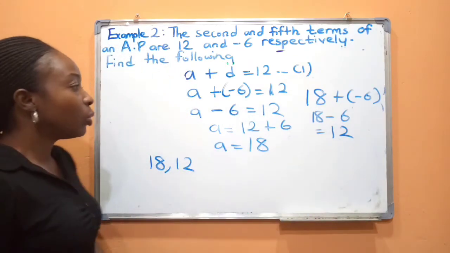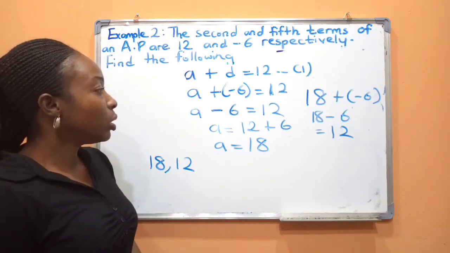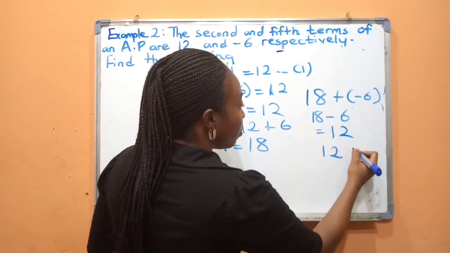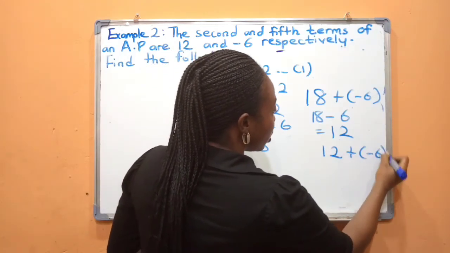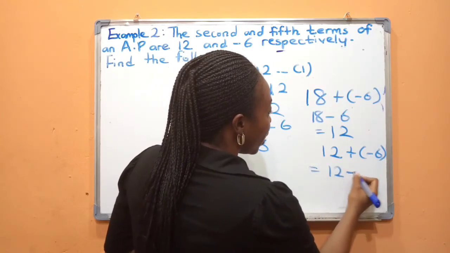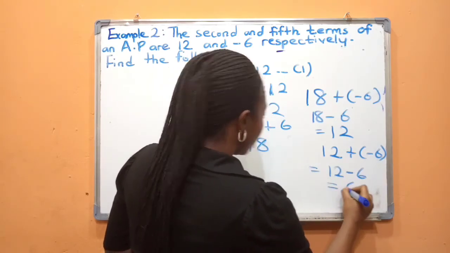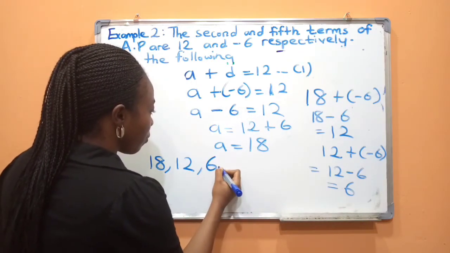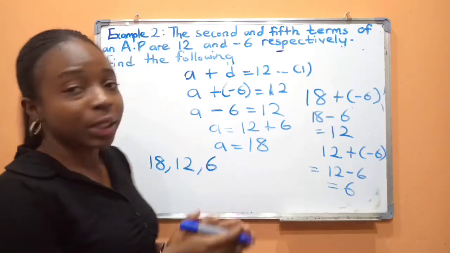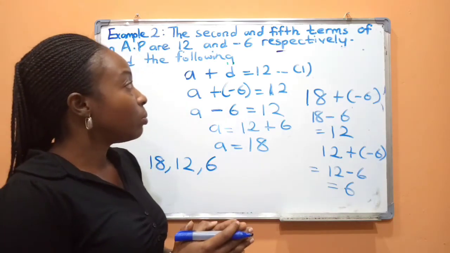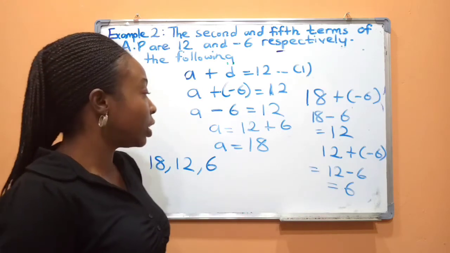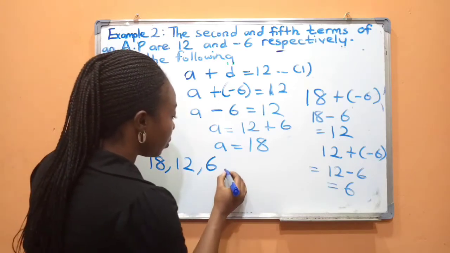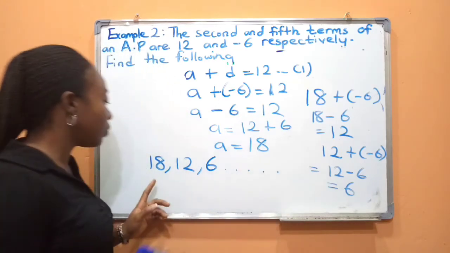Alright, and then if we are to calculate the third term, we can say 12 plus -6. So we're going to have 12 minus 6 is equals to 6. So we're going to have 6 here. Since they didn't tell us the exact term we should stop at, the sequence is a continuous sequence, so we can go on and on, but I choose to stop here. Okay, so this is the sequence of the AP.